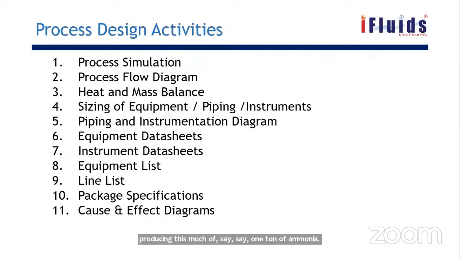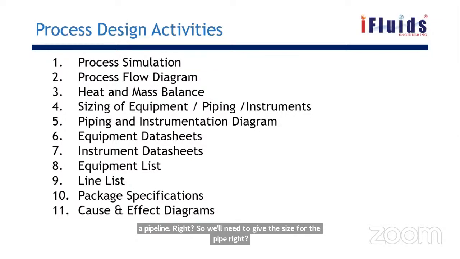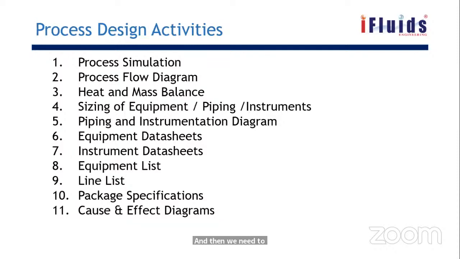What is my required line size for the air? We will be taking the air right from the atmosphere, through a duct, and then compressing it and putting it through a pipeline. So we'll need to give the size for the pipe, right? And we need to size some equipment, like a compressor here. So what will be the compressor capacity required, and what is the line size required? Those things we do through calculations from the heat and mass balance data.